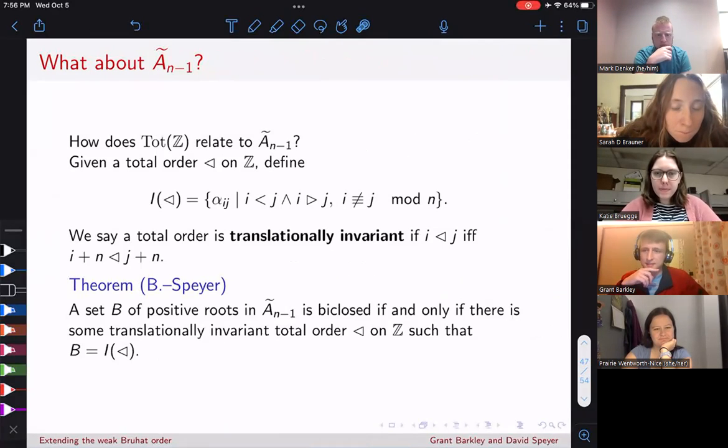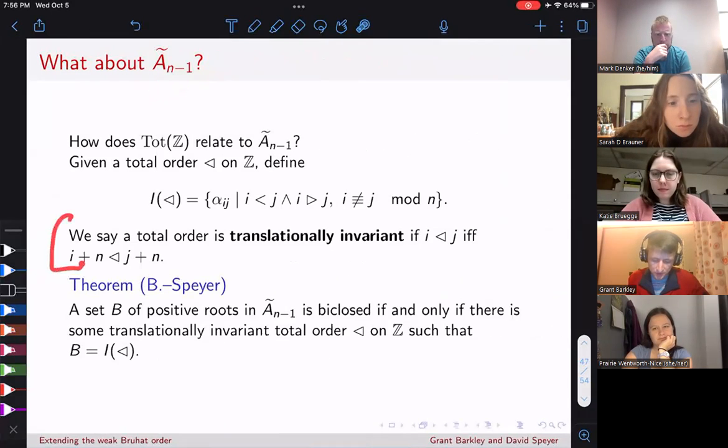So for type A, the model is to look at total orders of the integers that are translation invariant. So they satisfy this property. And basically the collection of those modulo something is the extended weak order for affine.